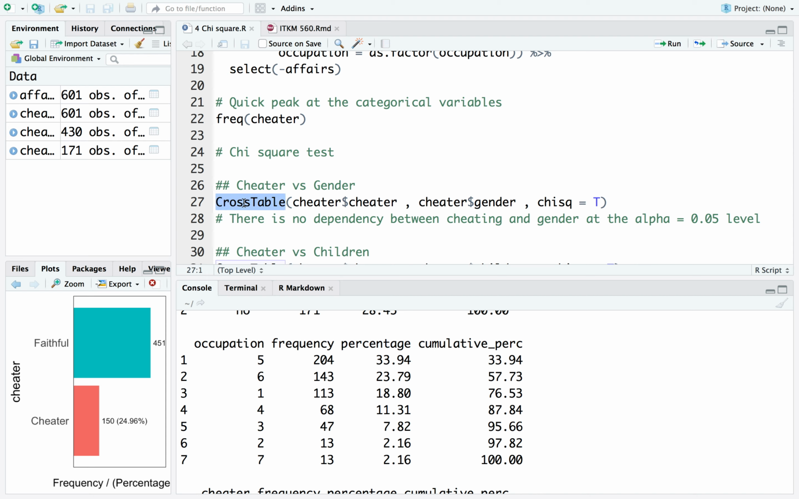So we use the function CrossTable. Note how CrossTable is spelled: capital C, capital T. R is case sensitive. This is from the package gmodels. We're using the dataset cheater, the variable cheater, dataset cheater, variable gender. We are going to test whether there is a dependency between gender and being a cheater. And to do that, again, another comma, and we are specifying that we want the chi-square test. We run this.